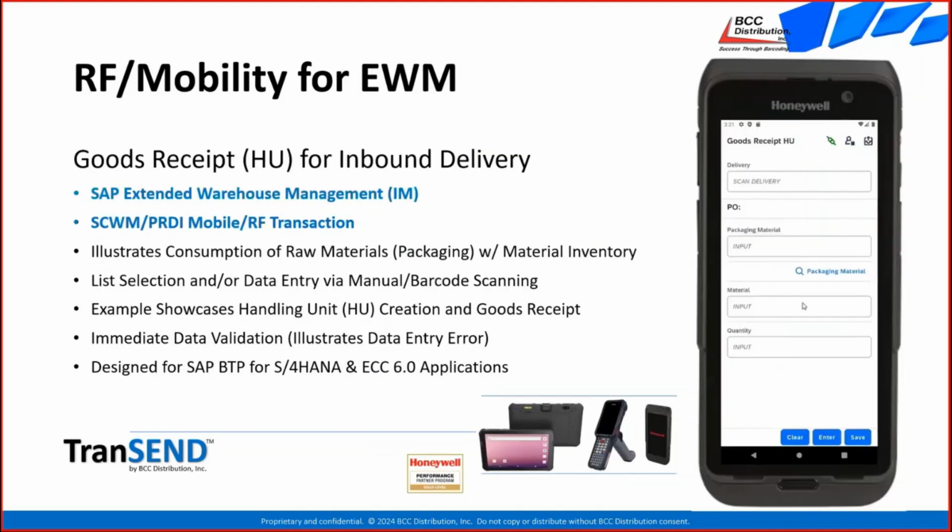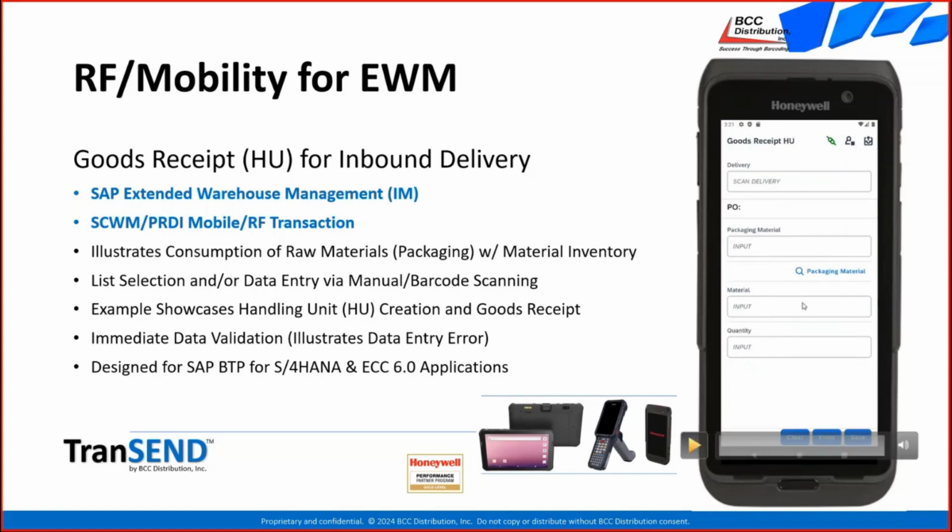All right, so that's our bin-to-bin. Last one we'll show here is a goods receipt. This is a goods receipt for inbound delivery, and it supports utilization of handling units specifically for EWM. EWM transactions are very different from WM. This is a SCWMPRDI, or a product inbound delivery transaction. It illustrates the consumption of raw materials like packaging supplies, like corrugated or packing materials, as well as the material inventory that we're physically receiving.